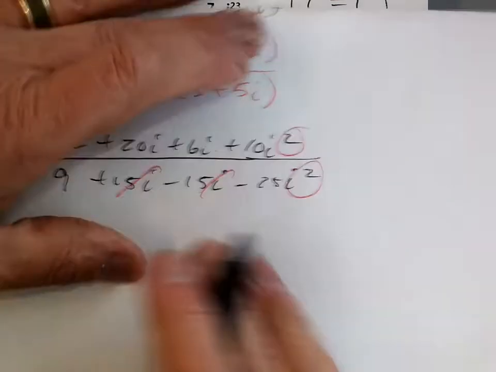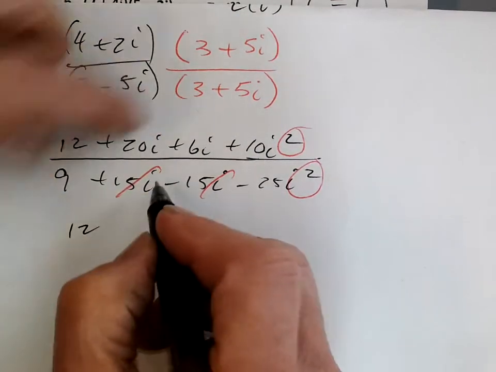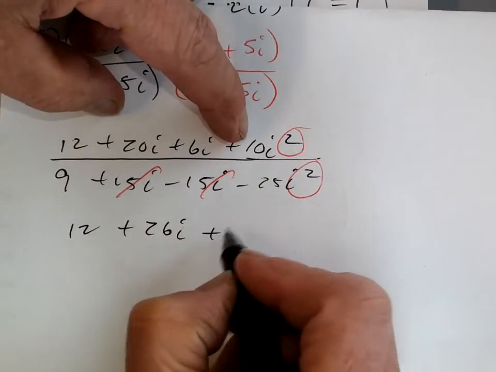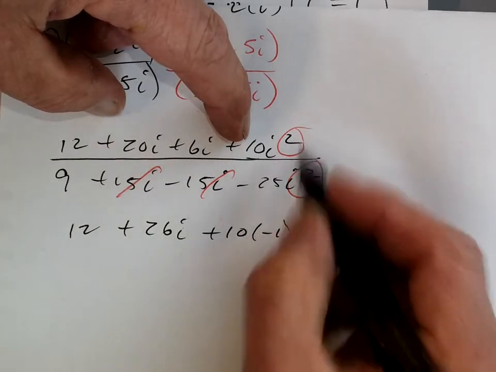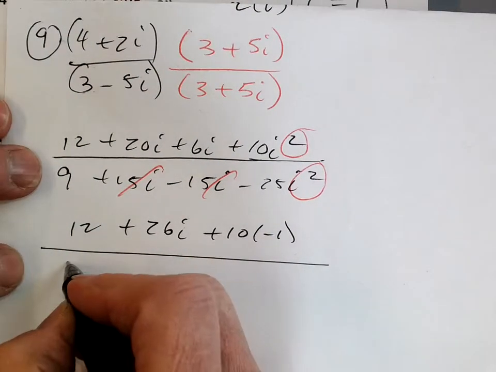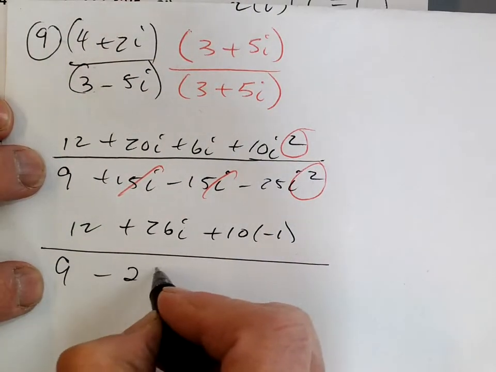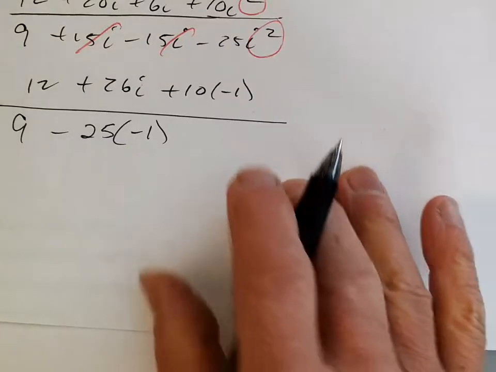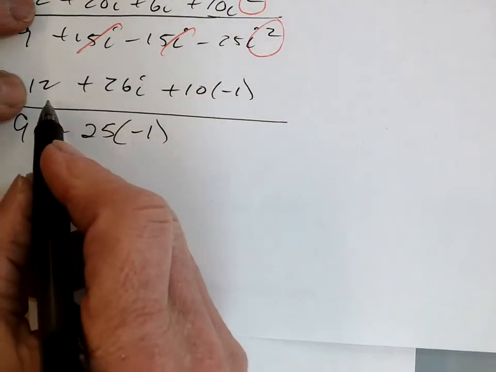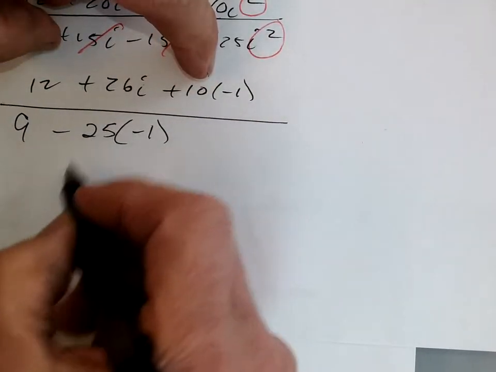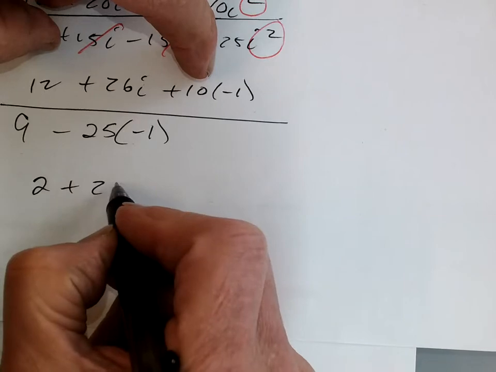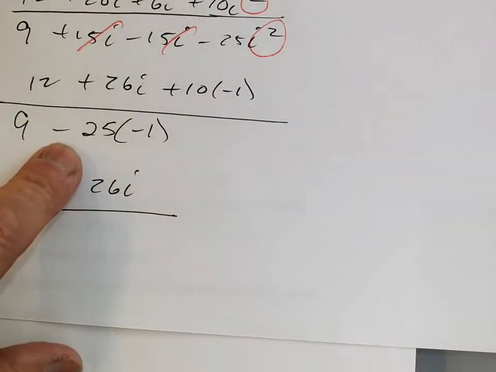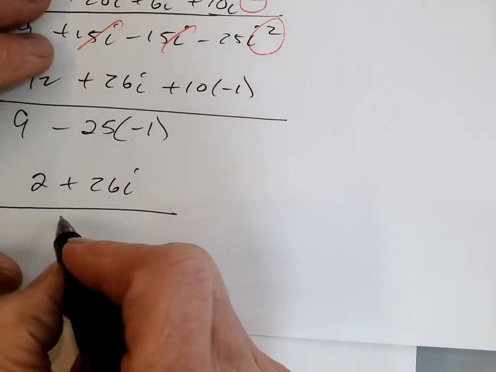I squared is -1. So I'm going to have a 12, combine these, a 26i plus a 10 times a -1, because i squared is -1, a 9 minus a 25 times a -1, because i squared is a -1. Okay, let's keep going with this. So then I'll have a 12 minus 10, because it's a -10, will give me a 2 plus 26i, and that's a positive 25, so if I get 9 plus 25, what's that, 34?